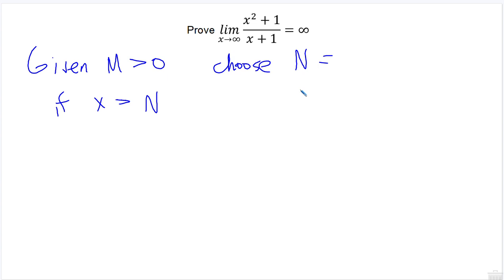So we're going to think about an absolute value of f of x. And we're not going to subtract L from it this time, right? Because we don't have a limit. Our limit is infinity, right? And we're just showing that this thing needs to be greater than m.